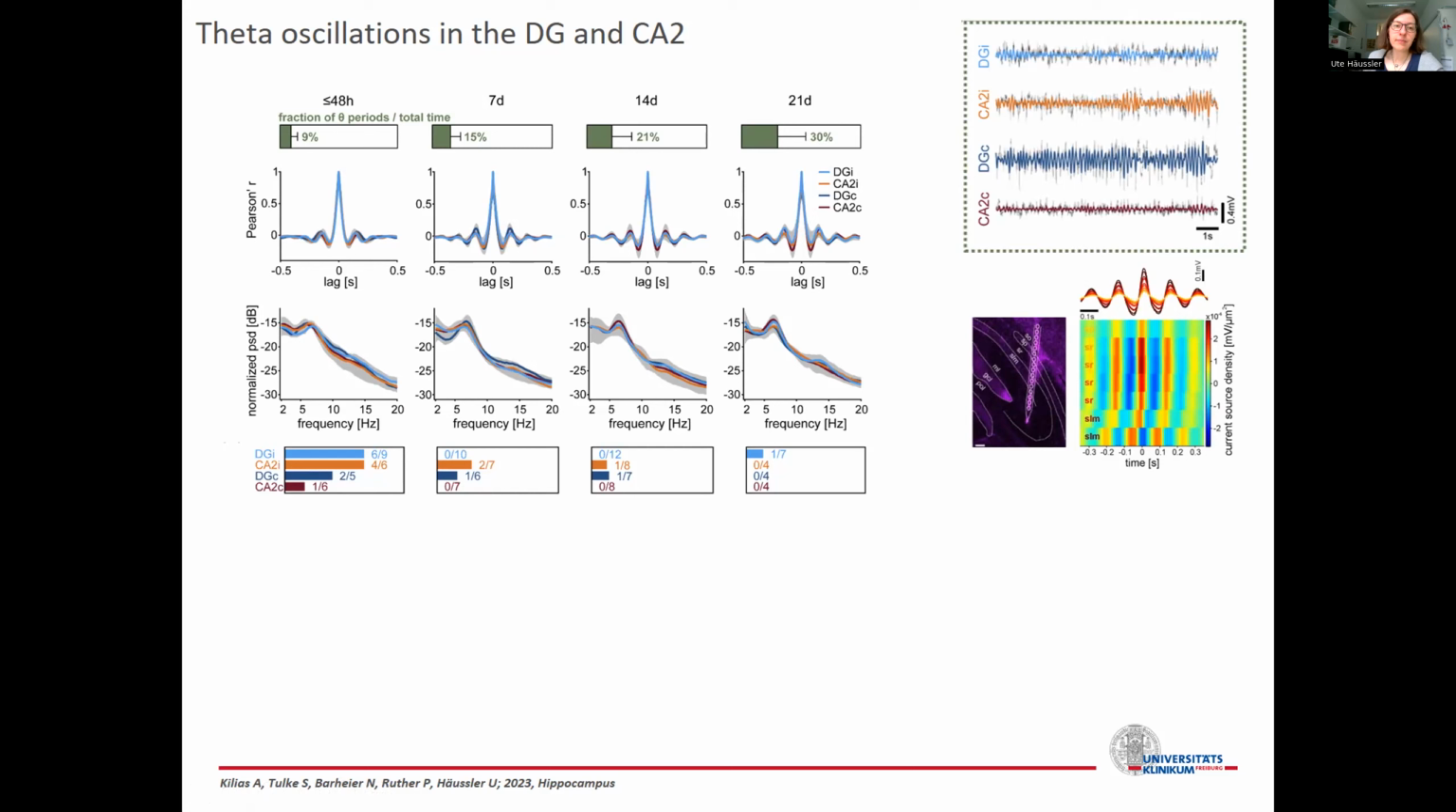And at 48 hours after kainate, we had to sort out quite a lot of the mice or the recording sites, as you see them presented here. So at 48 hours, this seems disturbed in many mice. And in those where it wasn't disturbed, we saw that nice theta peak and took these for the analysis. But then at 7, 14, and 21 days, we had strong theta peaks and also these strong secondary maxima between 80 and 200 milliseconds. It shows that it's theta oscillations in the autocorrelation.